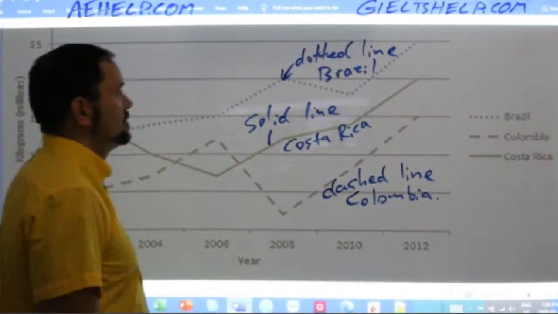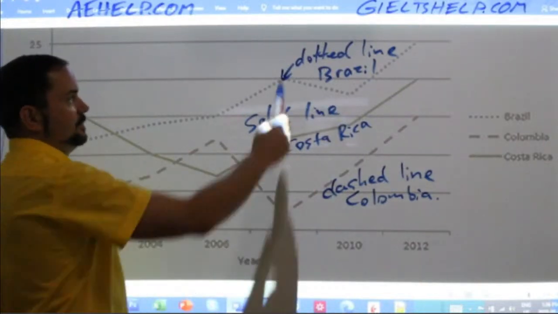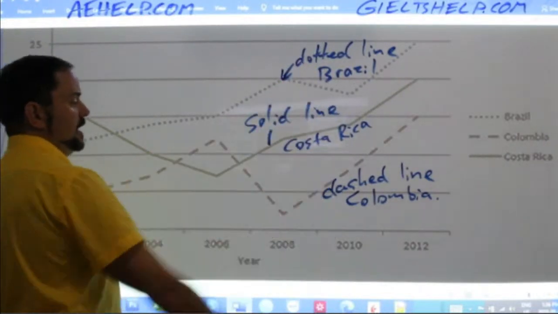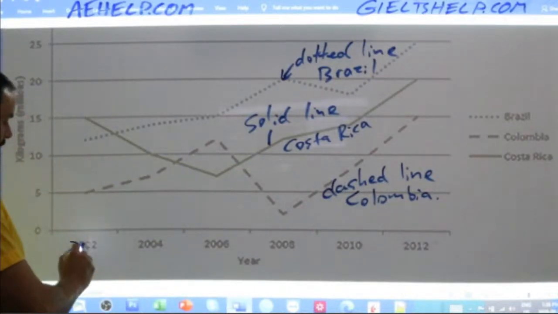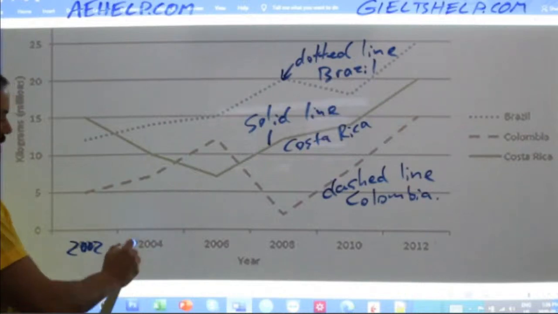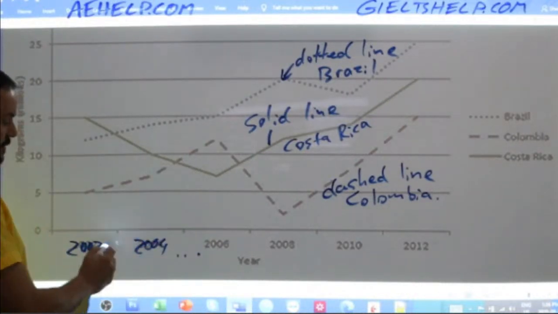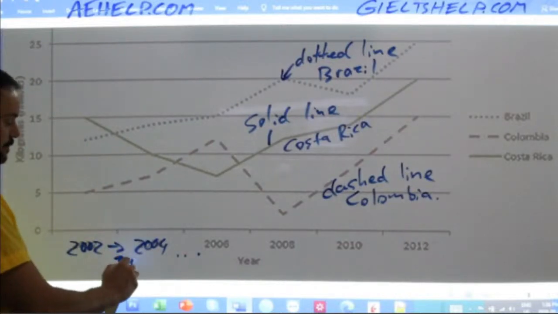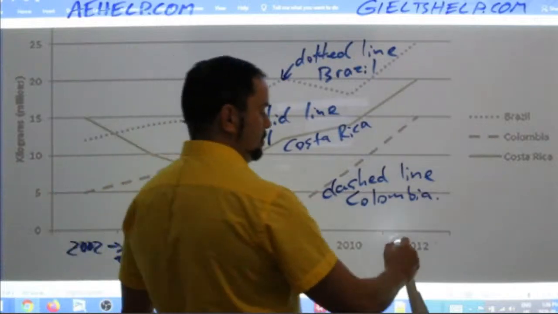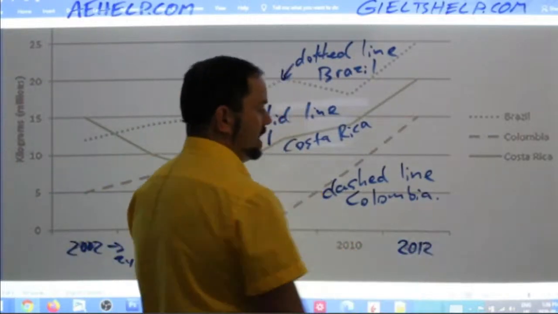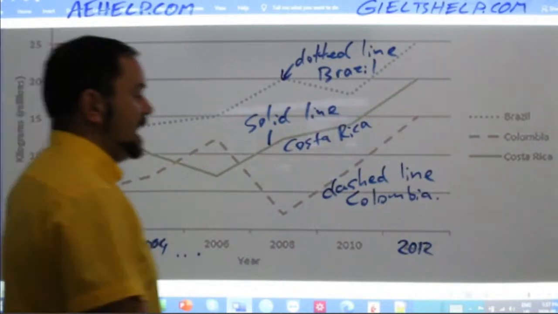Okay, so just remember Brazil, Costa Rica, Colombia. Dotted line, solid line, dashed line. And then here we have 2002, 2004. So we have intervals of 2 years. Okay, and leading up to 2012. So that's what we have on our x-axis.